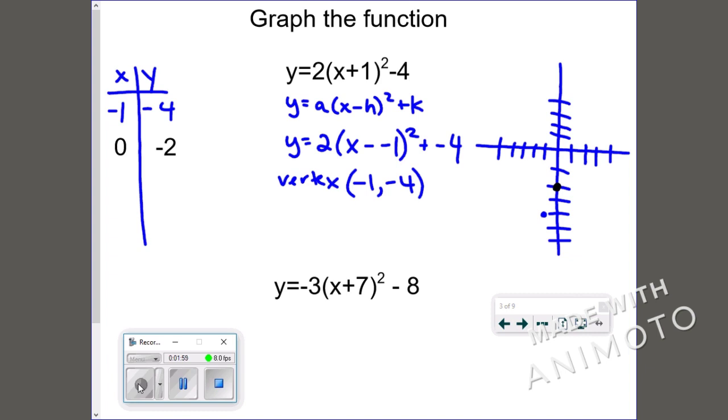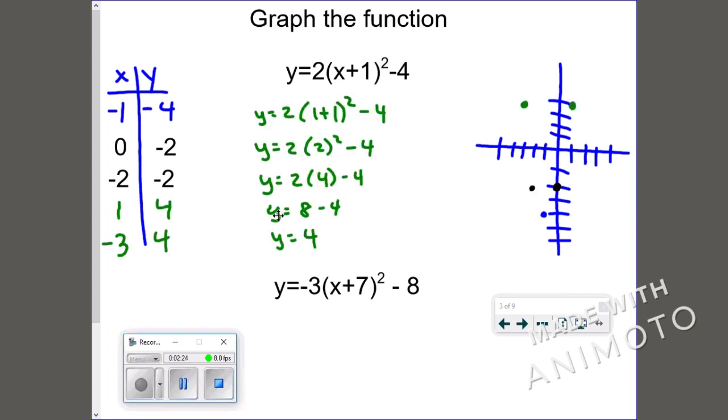Now we can plot the y-intercept's corresponding point, because remember we have to correspond around our vertex here. This is 1 unit away from our vertex, so also 1 unit away from our vertex is going to be here at (-2, -2). So we'll plot that point. And then we need 2 other points. So let's plot 1 point and then its corresponding point.